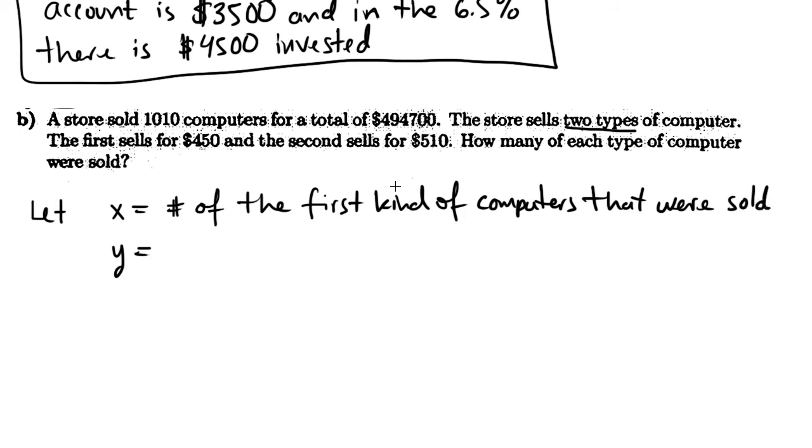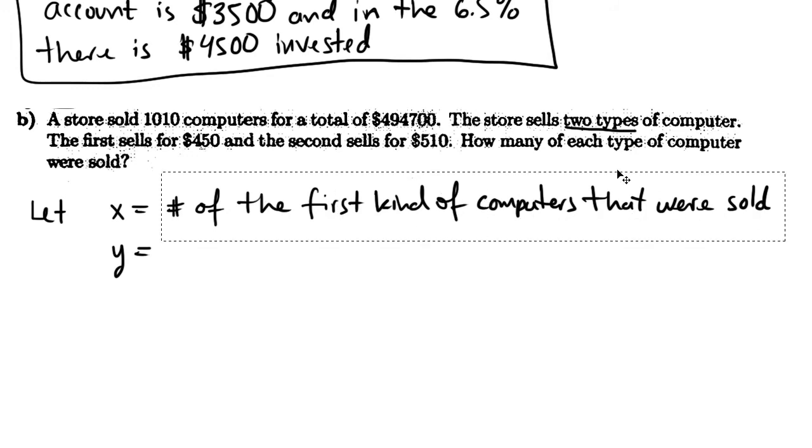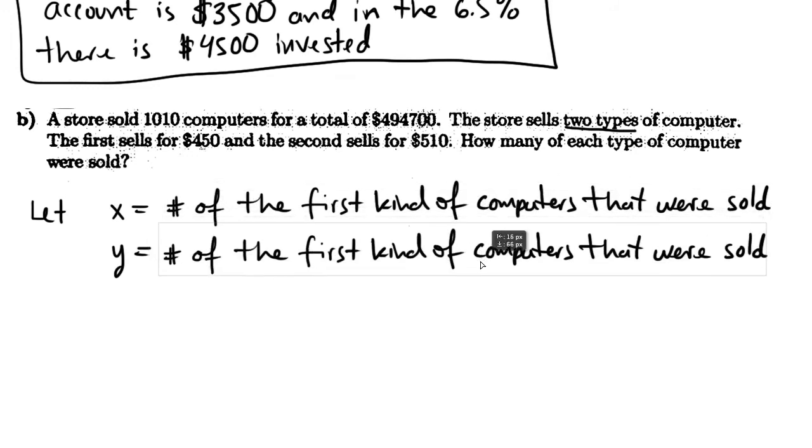And similarly, Y is going to be the number of the second kind of computers that were sold, right? So let's put that in.